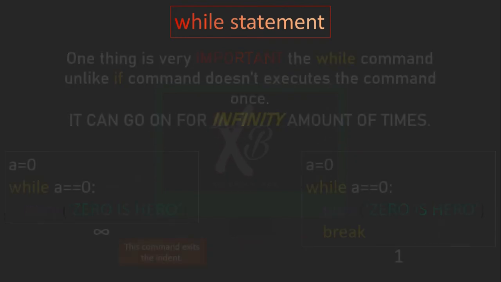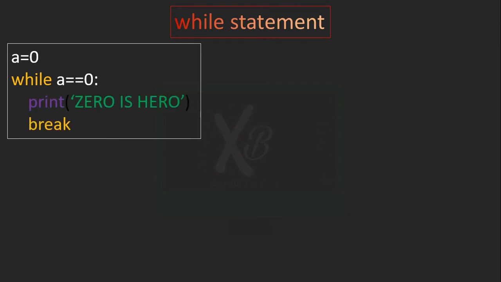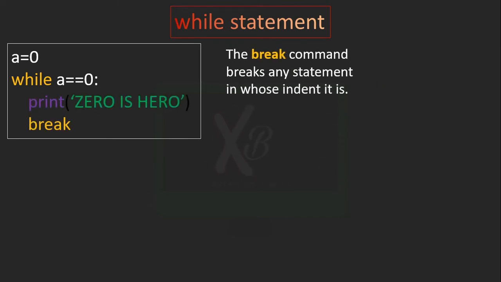Then let's see more about while. Then you see this a is equal to 0, while a double equal to 0, print 0 is 0, break, same command as the previous one. You see what happens here? The break command breaks any statement in whose indent it is. Alright, the statement is what? While a double equal to 0, that's our statement here, if you just visualize here, and in whose indent it is. So first time break and then it breaks off the complete indent. The compiler leaves this indent and proceeds to the next line. If there is nothing there in the next line, it simply stops.